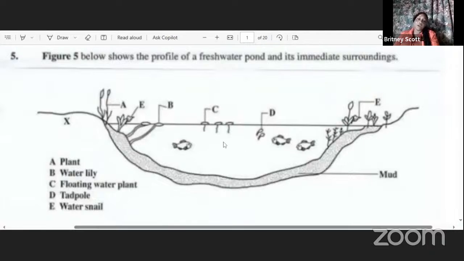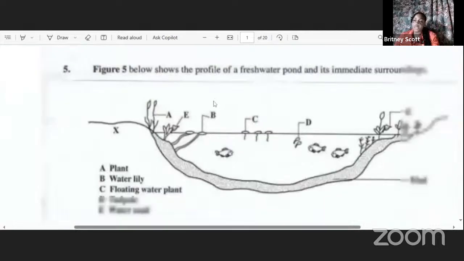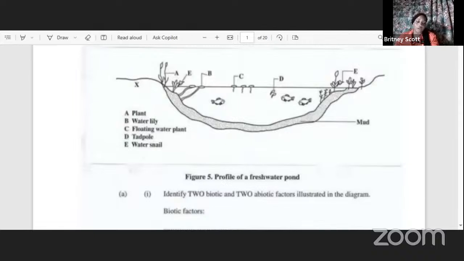The picture is blurry. All right, I'm going to zoom it up some more. Look at it now. Is it any better? All right. So for biotic factors, we have water lily and we have fish. And for abiotic factors, water and the soil or the mud.